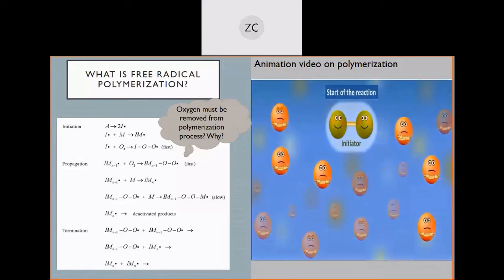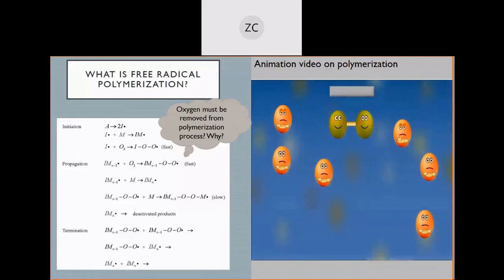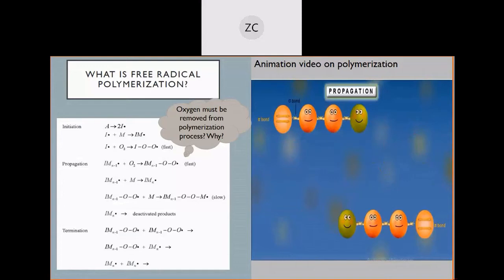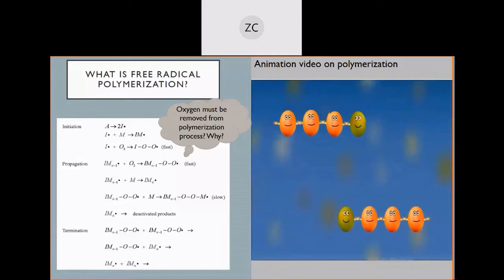The initiator is used to start the reaction. It will break the bond within itself to form two free radicals. The free radicals will attack the other monomers and form bonds with them. For the propagation, a longer growing chain is formed by the free radicals and the monomers.